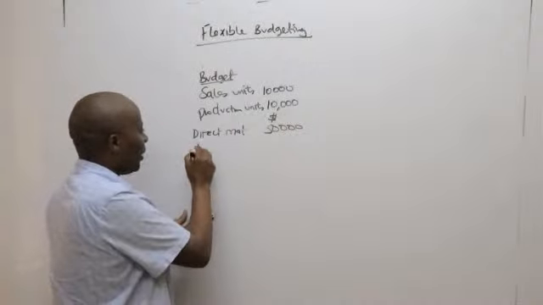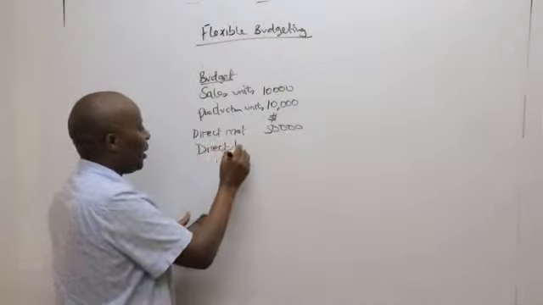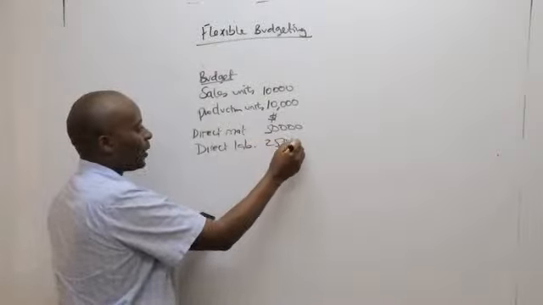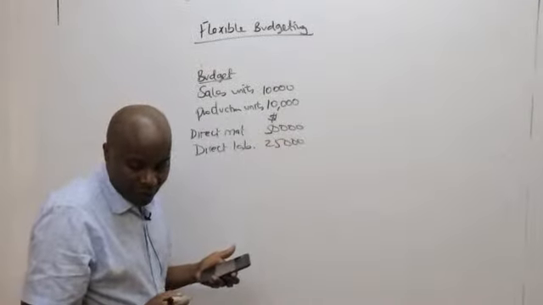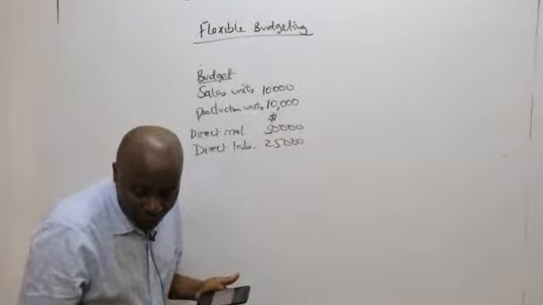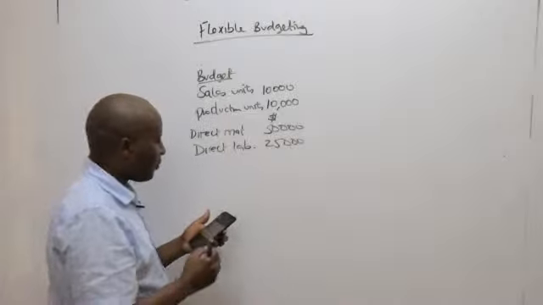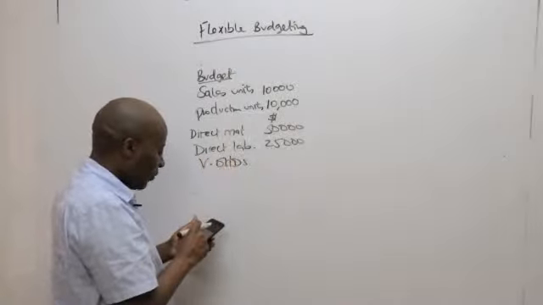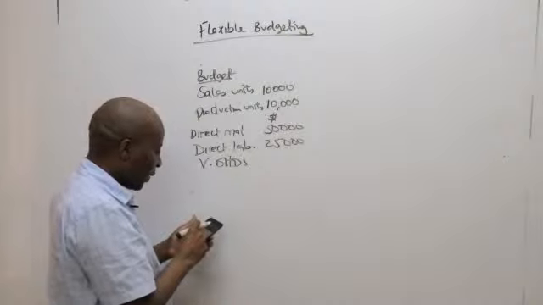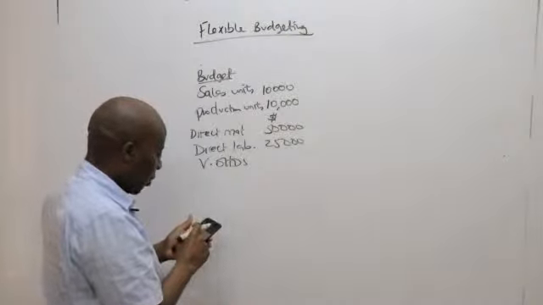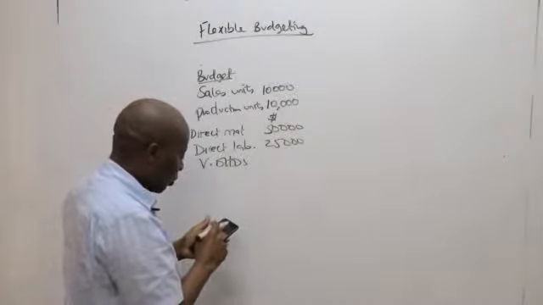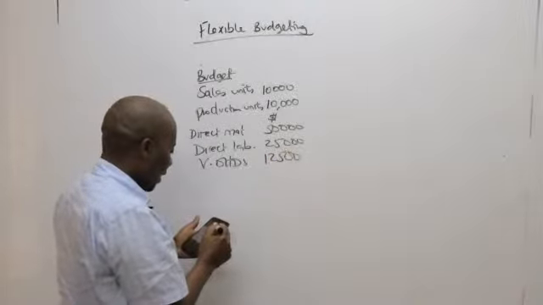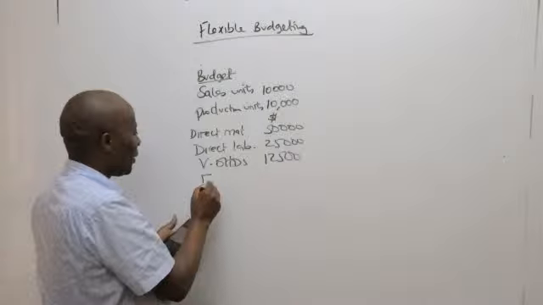Direct labor, how much? 25,000. Direct labor, 25,000. Ladies and gentlemen, the next one is variable overheads. Variable overheads is 12,500. We have fixed overheads, 10,000.